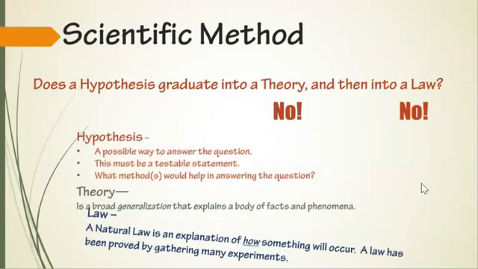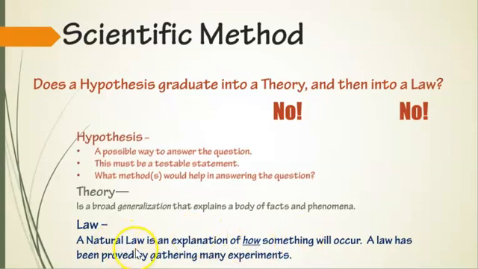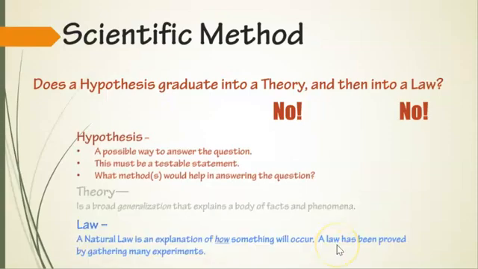What is a law? A natural law is an explanation of how something occurs. So a theory probably explains more of why it occurs the way it does, while a law explains how it occurs every time. We're able to gather so much evidence on this one, over and over and over, and it's completely supported. So they are two different things, but this one has evidence to prove it, and this one does not, and I'll explain that.